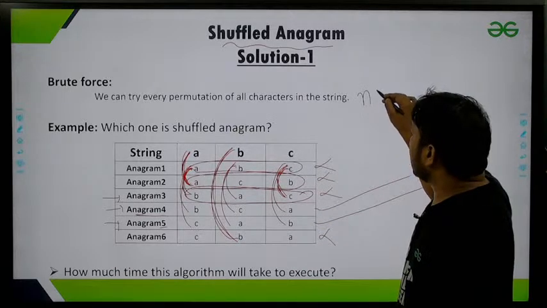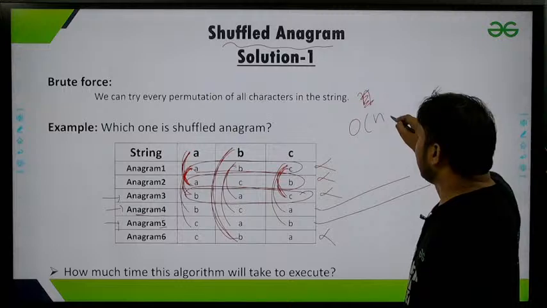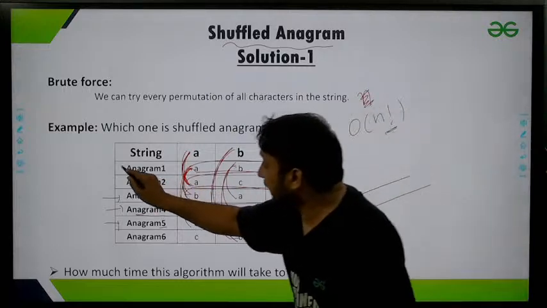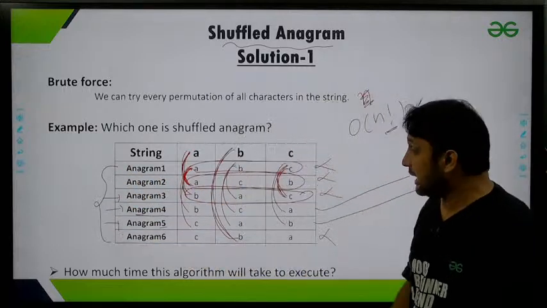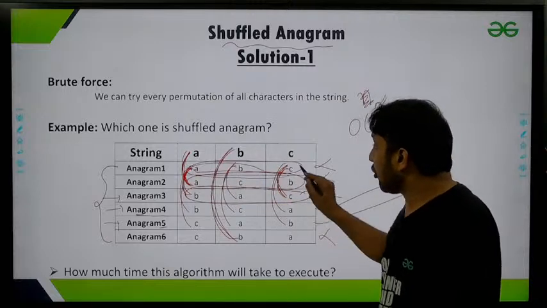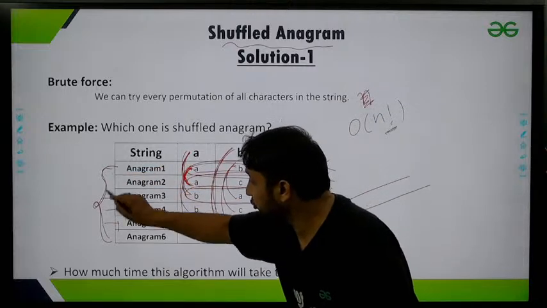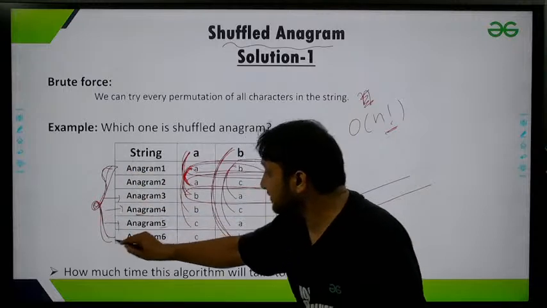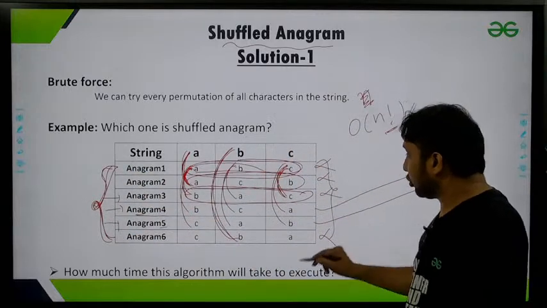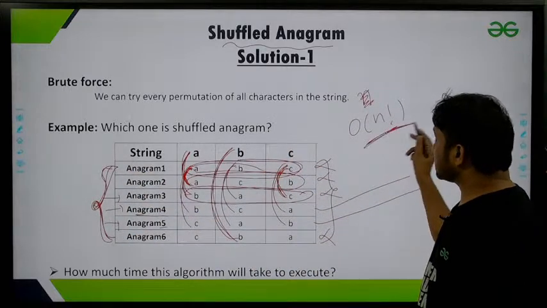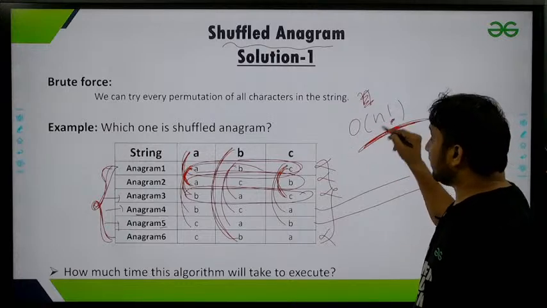The complexity will be order of n factorial, because there are n factorial combinations. These are n factorial different sequences I am generating. We know this thing. So to generate all these, the time complexity will be n factorial.